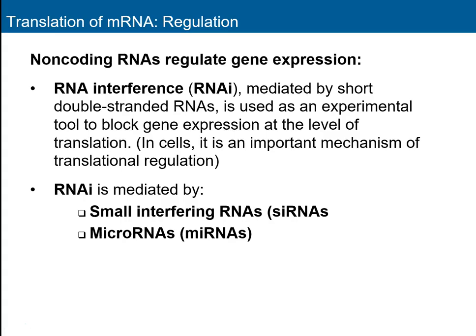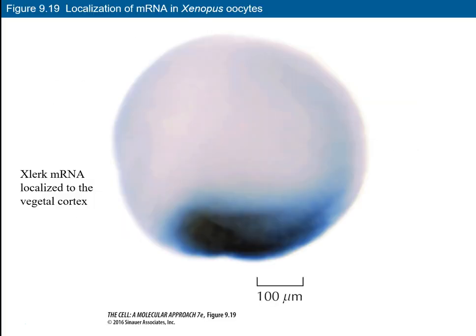Now, more regulation. All of what we just talked about in those last two slides were other proteins that bind and affect translation. One was blocking translation. Another example we just gave was localizing translation to a certain area. So if you think about it, this protein, this X-clerk, would only be made in this area. It would not be made here because the mRNAs were localized there.